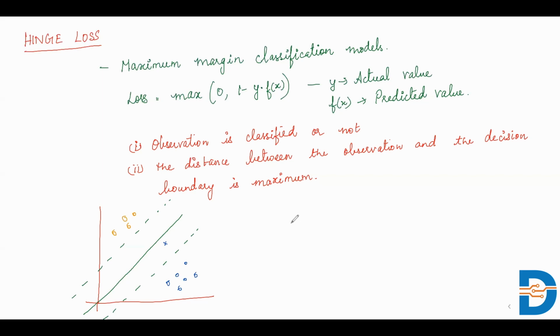When we have a correct classification by considering both conditions, the hinge loss will be 0. But for this observation, even though it is properly classified, you're going to have a hinge loss greater than 0, because the distance between this observation and the hyperplane is very small. This data point is coming within the marginal lines, hence it is going to be penalized. Even though we have a correct classification, it also checks how far this observation is from the hyperplane.